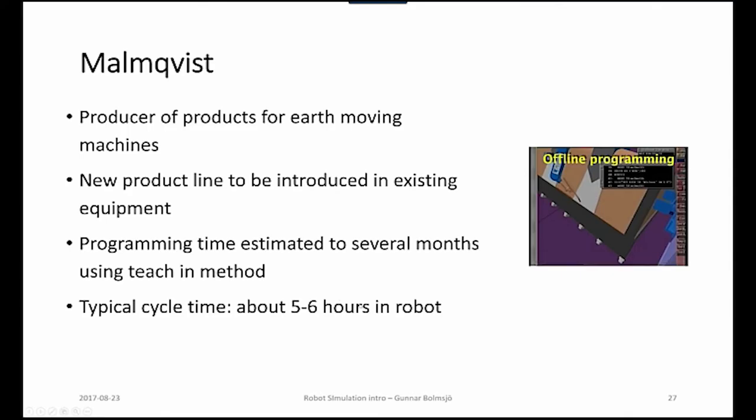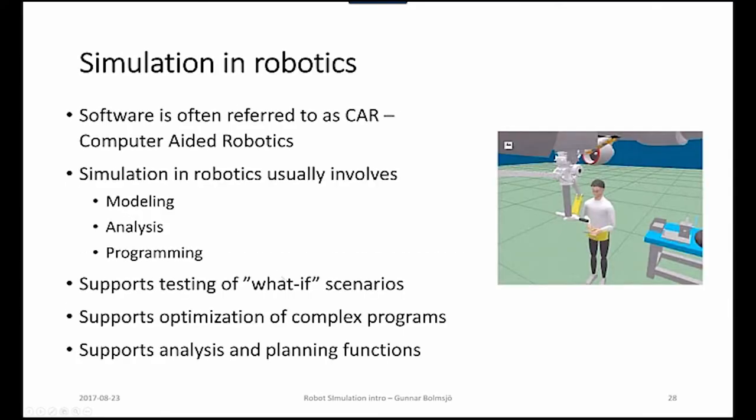So, simulation in robotics. Usually we talk about modeling, analysis and programming. And modeling in the sense that we actually have to model what we intend to simulate, and we provide some analysis related to cycle times, collisions, joint limits, or possible singularities of robot axes. Programming, of course, is to program for the specific controller.